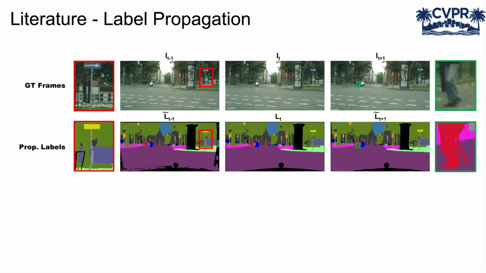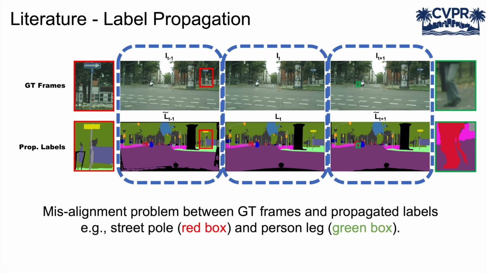In addition, we observe that for traditional label propagation, there is often a misalignment between the ground truth video frames and the propagated labels due to inaccurate motion estimation. We show two examples here, the distorted street poles and the distorted human legs in the propagated labels.